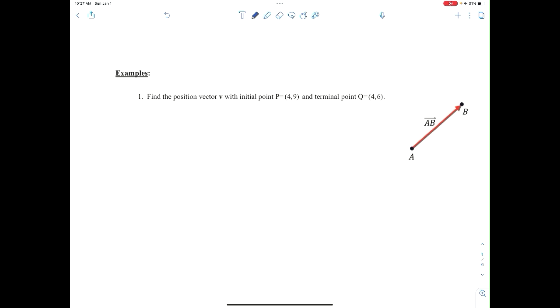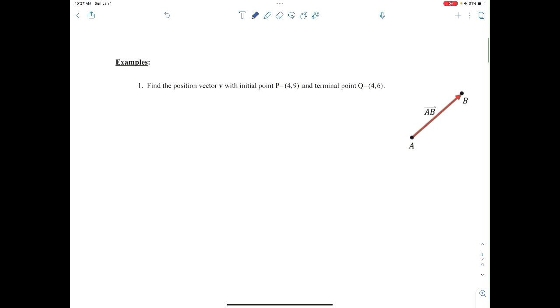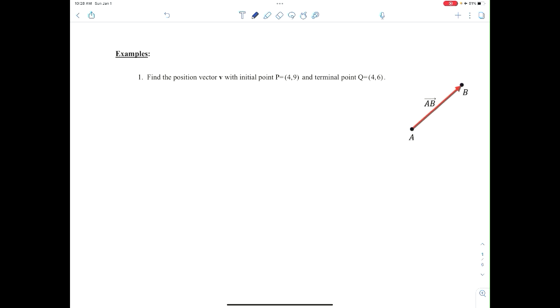For our first example, we will find the position vector v with initial point P and terminal point Q, and it tells us where these points are at 4, 9 and 4, 6. So if we look over here at this vector AB, we can see our initial point here at A and our terminal point here at B. That's what we're looking at in terms of P and Q. So this might look like something 4, 9.